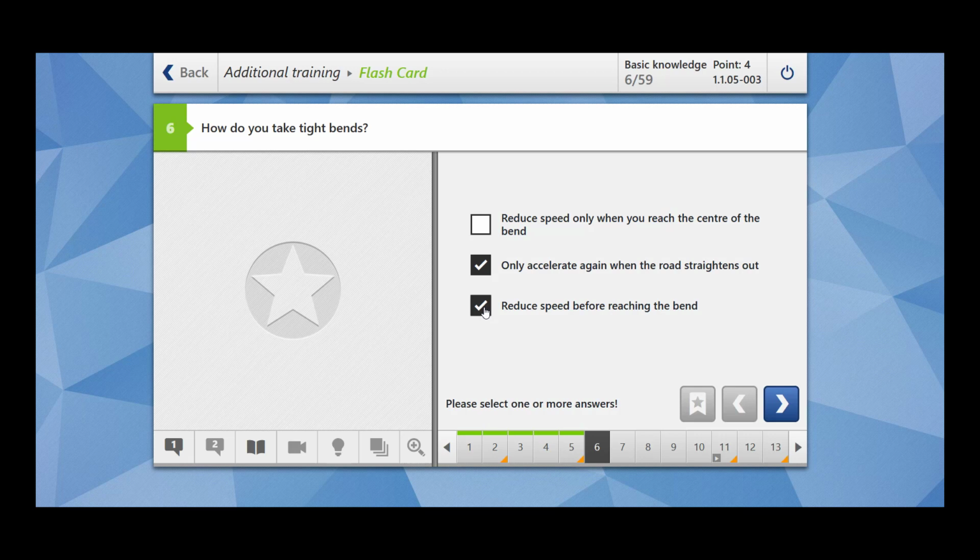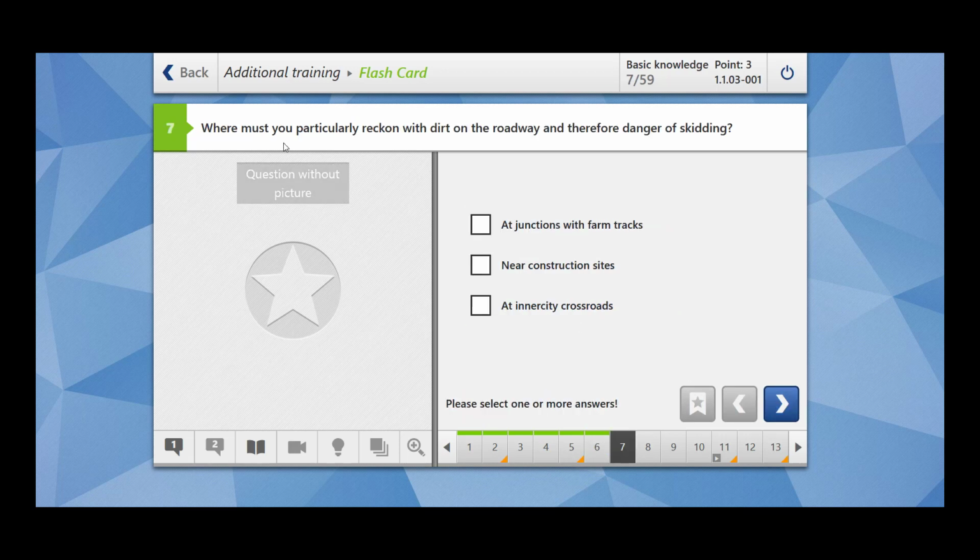Before reaching the bend, you should slow down. Once the road has straightened out, only then can you accelerate. These two options are the correct ones. Moving towards the next. Where must you particularly reckon with dirt on the roadway and therefore danger of skidding?